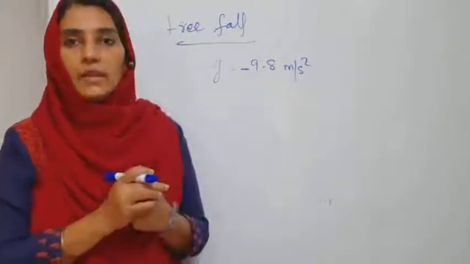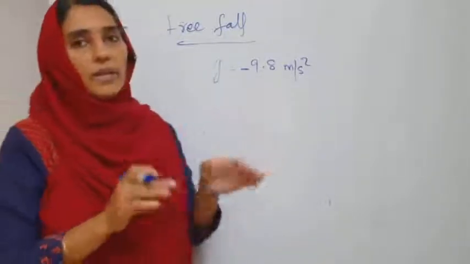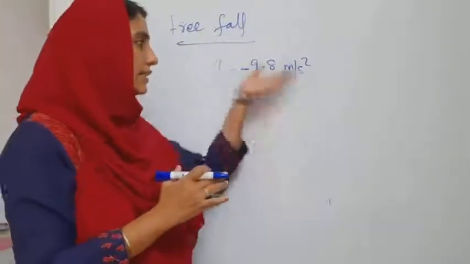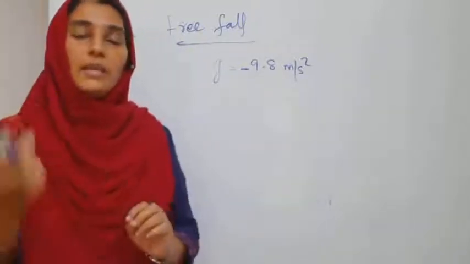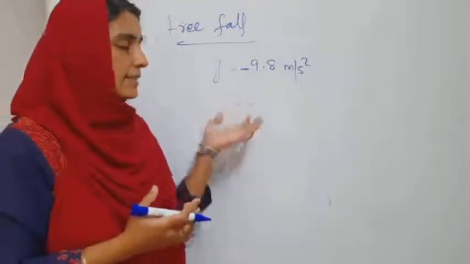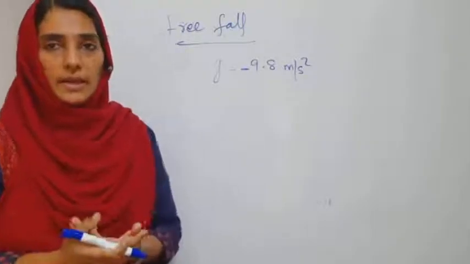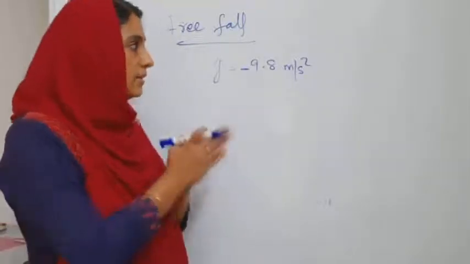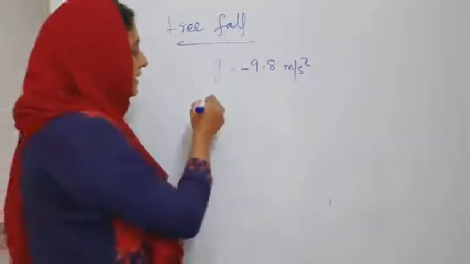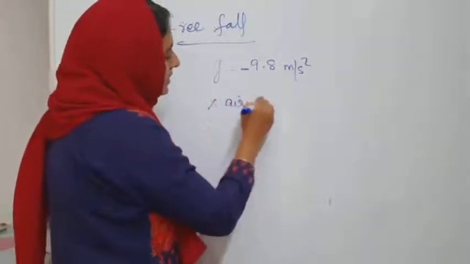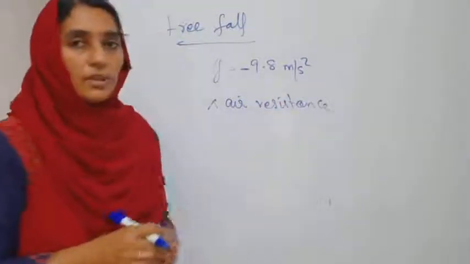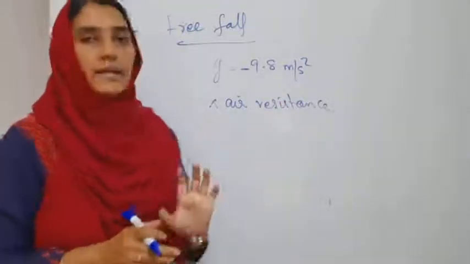So it is negative 9.8 meters per second squared. And we have assumed this to be a constant. Actually, there will be slight variation, as acceleration due to gravity can depend on several other factors. For the time being, in this case, we are considering it to be a constant. Another thing we are neglecting is air resistance, the frictional force of air.